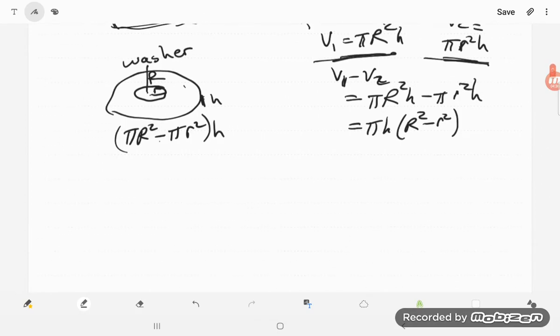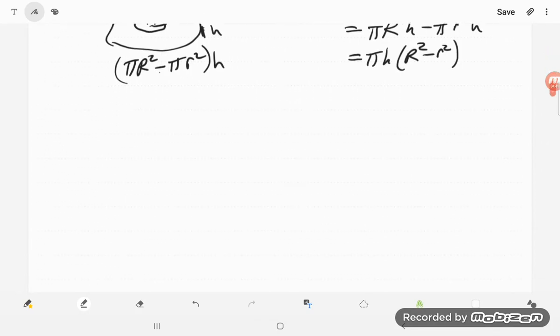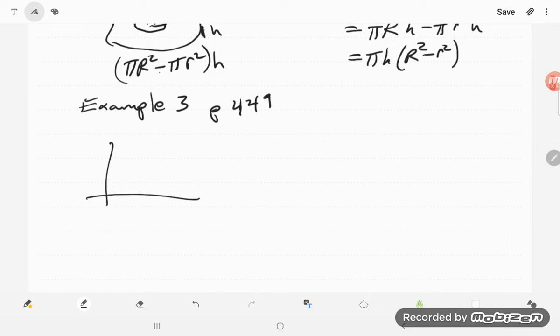And so looking at their example 3, what is this, page 449? What they do is they say find the volume of the solid formed by revolving the region bounded by the graphs of y equals square root of x and y equals x squared about the x-axis. Okay, so there's square root of x.